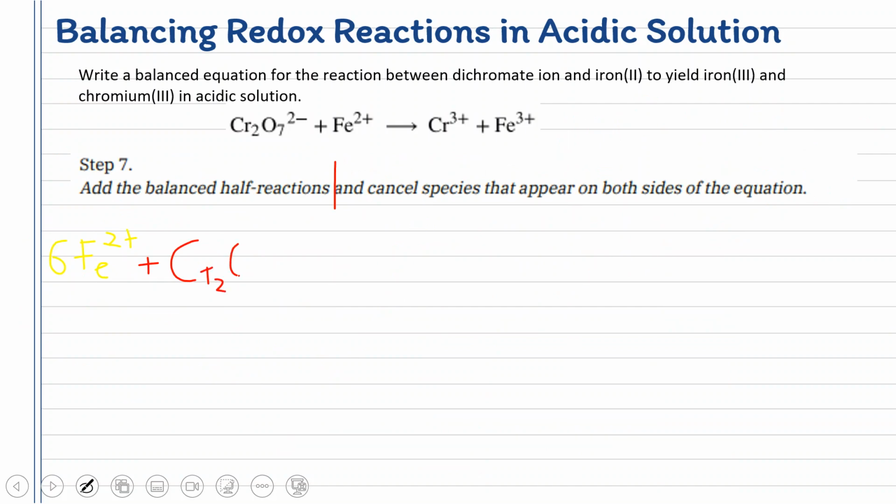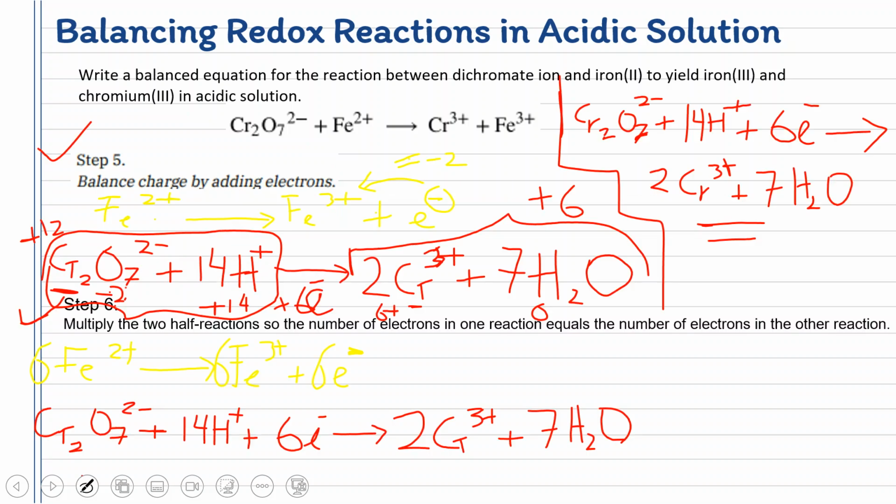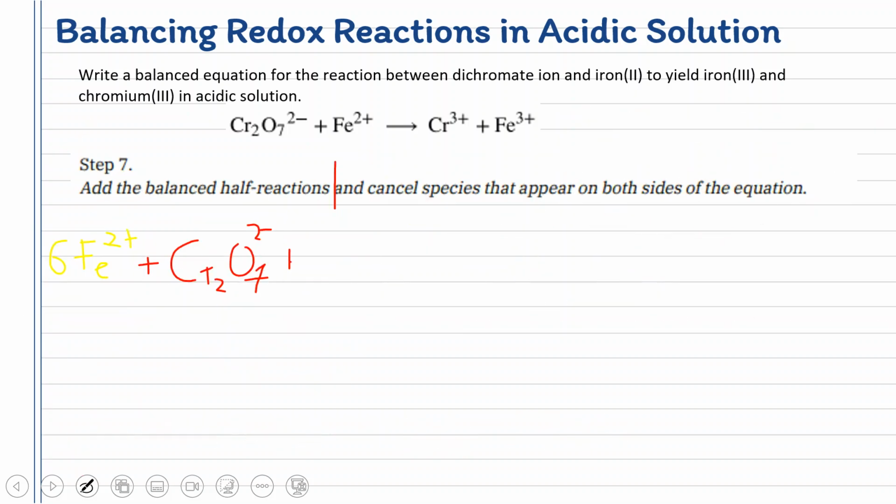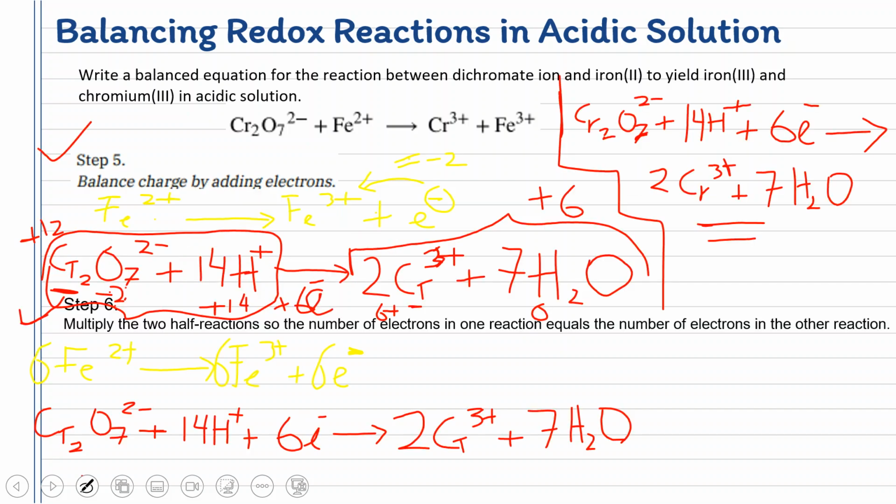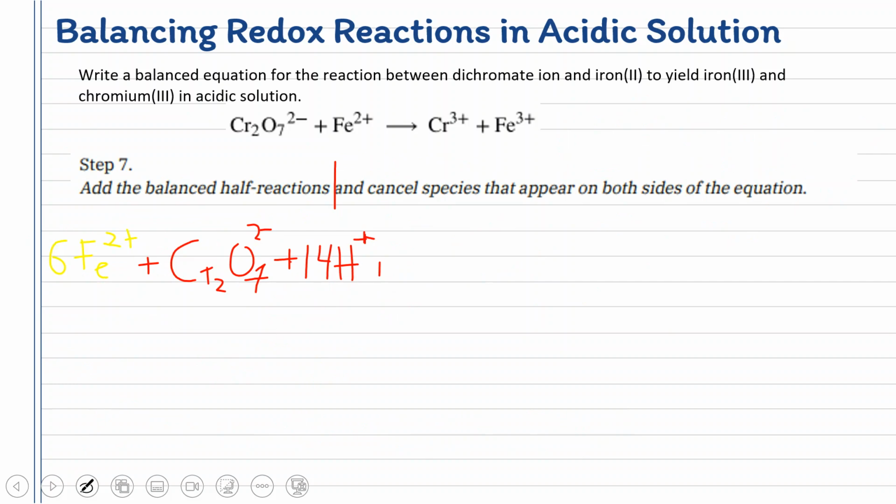Plus Cr2O7 2-, plus 14H+, plus 6e-. Do you see that? We have all of that here.